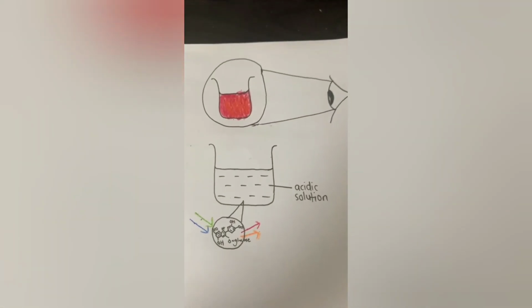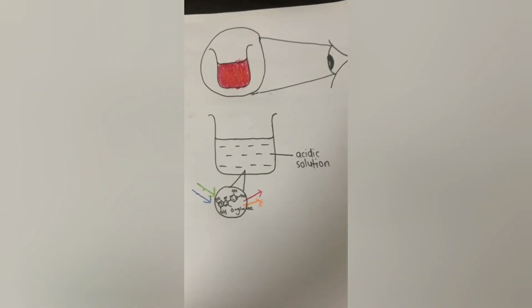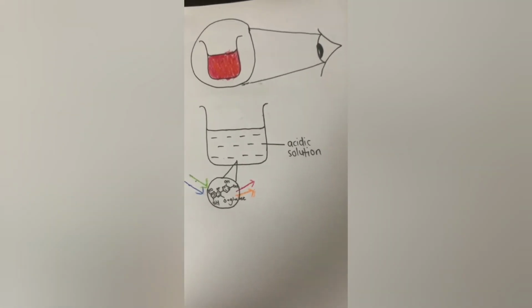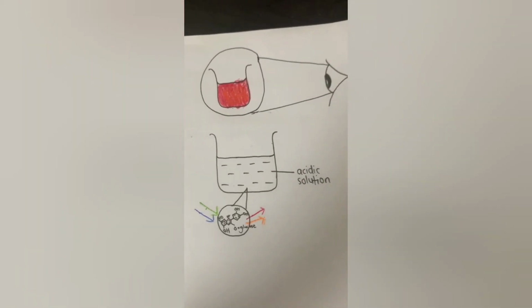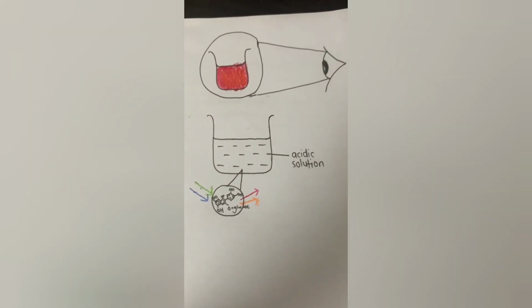So this is why when we place the anthocyanin extract inside our acidic solution, it creates a red solution, which is what we see in our eyes.